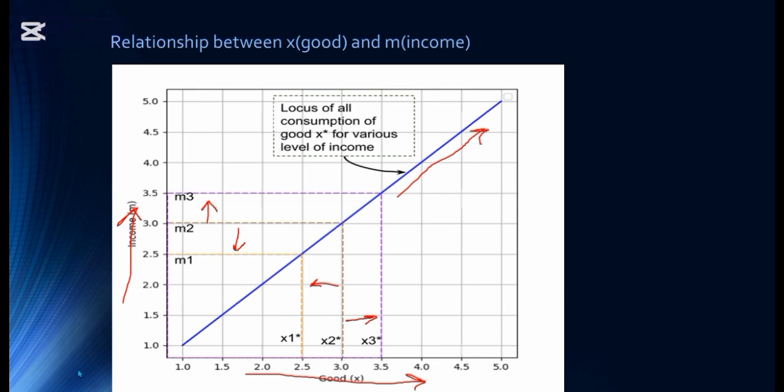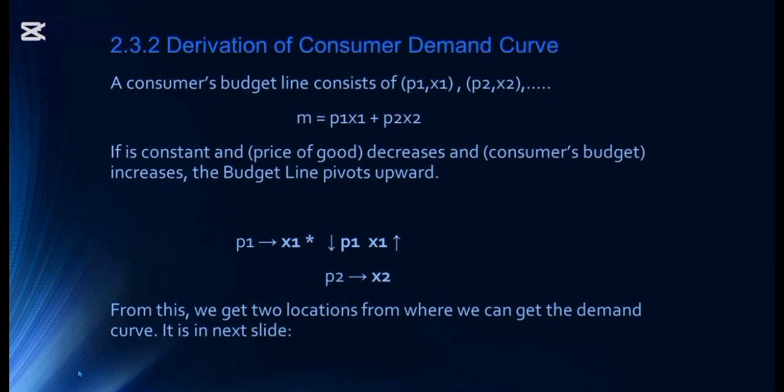Now let's move to our next topic. The topic is derivation of consumer demand curve. Here we can see a mathematical expression which is m equal to p1 x1 plus p2 x2. If m is constant and p1 decreases, the budget line pivots upward. Wait, let me show you a graph so that the concept will be clear.